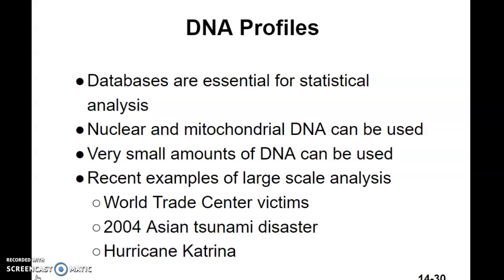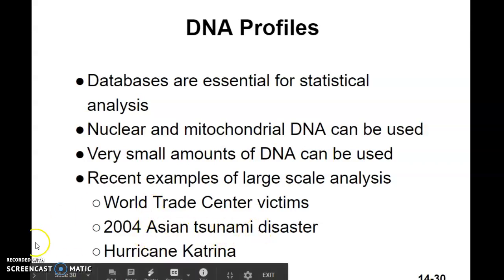So DNA profiles need databases. We need to collect a lot of DNA information to see how many of these repeats are out there. We can use not only nuclear DNA, but mitochondrial DNA. We don't need a lot of DNA. If we don't have enough, we can make more through the PCR technique, which I think we went over earlier in the quarter. And we can do this on a large scale analysis. And those are just some of the examples there.